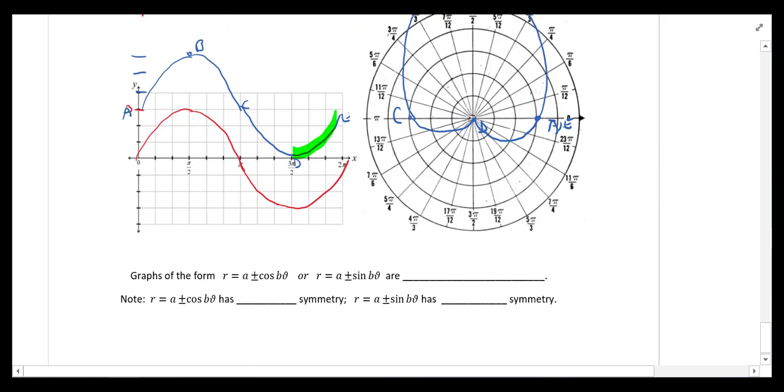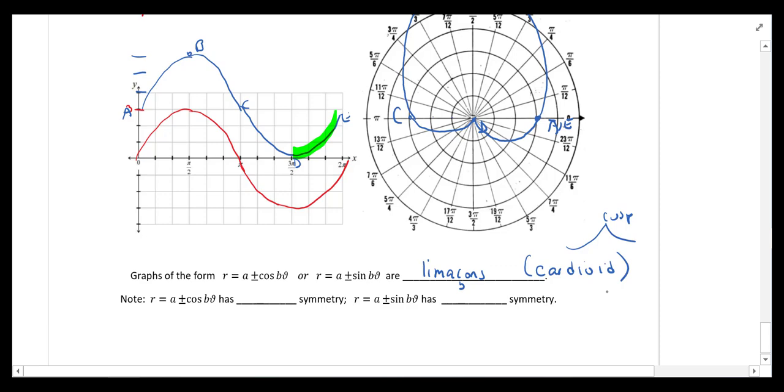Graphs of these forms are called limacons. Or sometimes the one that doesn't have a hole or a cusp, like this, which is 13b, is called a cardioid, kind of like a heart, okay?